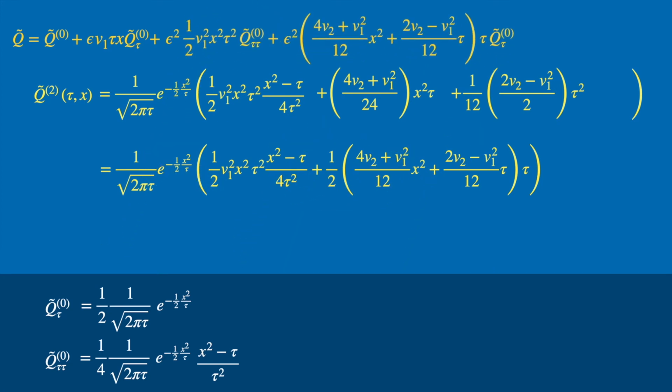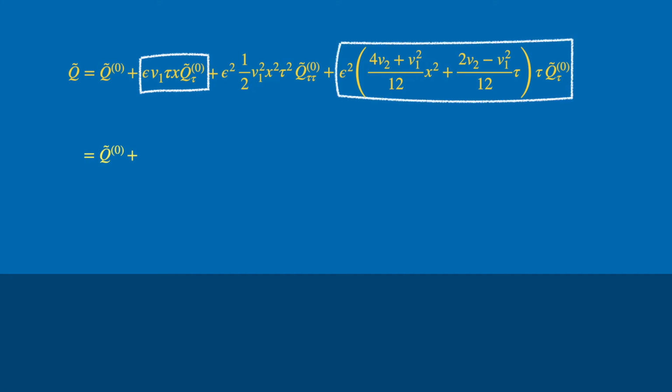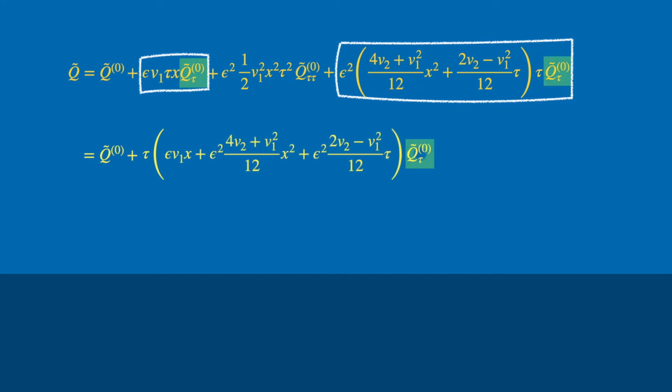And now is the time to see the result of our hard work. The hard work being playing with the derivatives of the normal model. The first term stays as it is. The second and last term contain tau and the first derivative of tilde Q naught with respect to tau, so we can combine them. We essentially factor out the first derivative and tau. The second term contains the second derivative with respect to tau and tau squared.